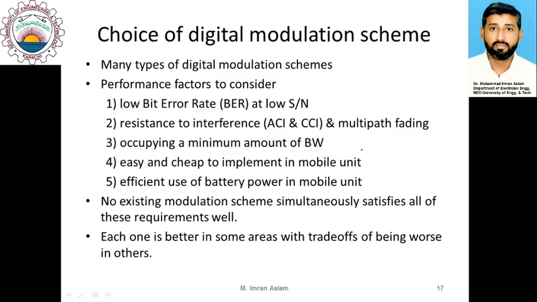So with this we had a basic introduction to digital modulation schemes. We will continue this topic in our subsequent lectures for this week, inshallah, and we would also discuss different types of digital modulation schemes that are being used for mobile radio channels. So we stop our discussion here.